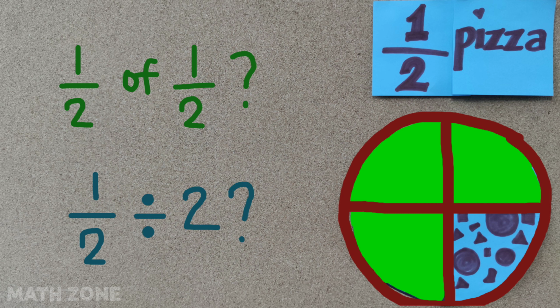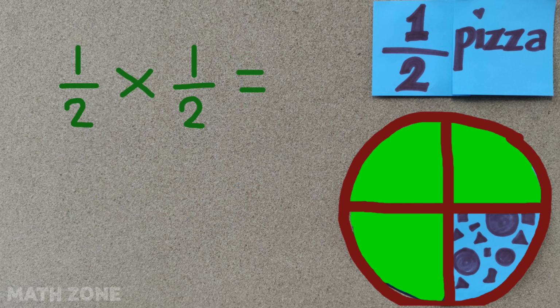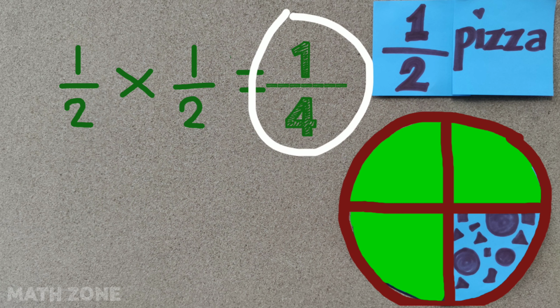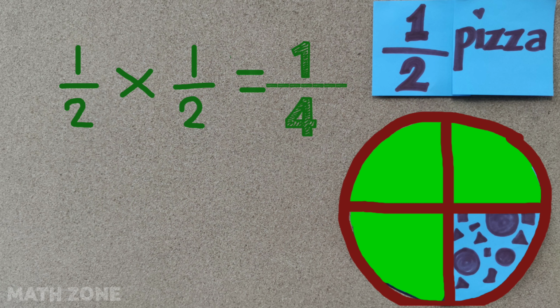But how do we come up with that answer? 1/2 of 1/2 is equivalent to 1/2 times 1/2. When multiplying fractions, simply multiply the numerators, then multiply the denominators. 1 times 1 is 1, 2 times 2 is 4. Therefore, the answer is 1/4. That's how we come up with that answer.